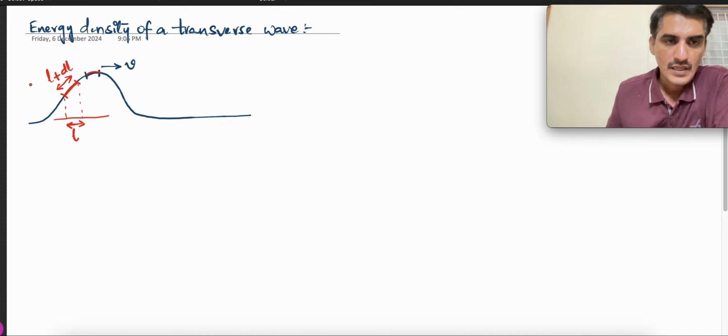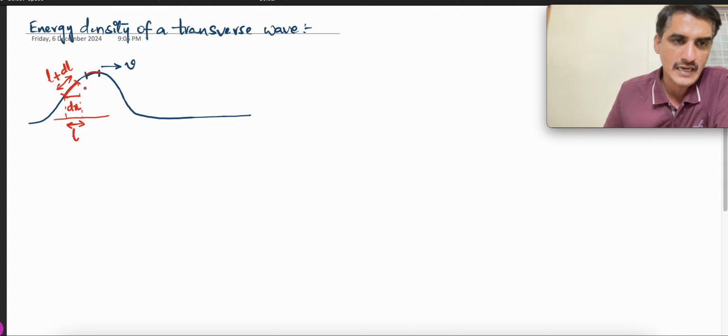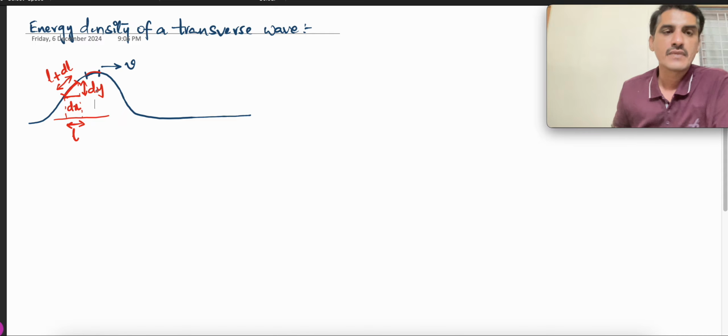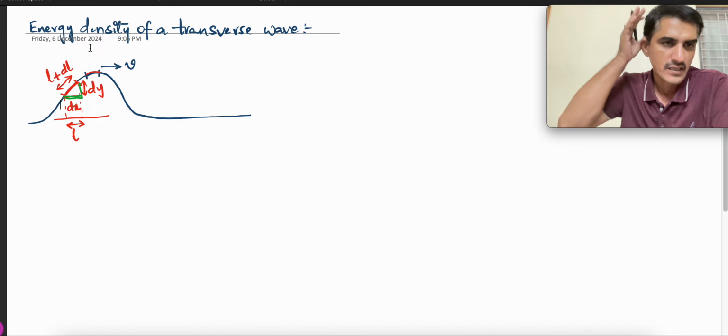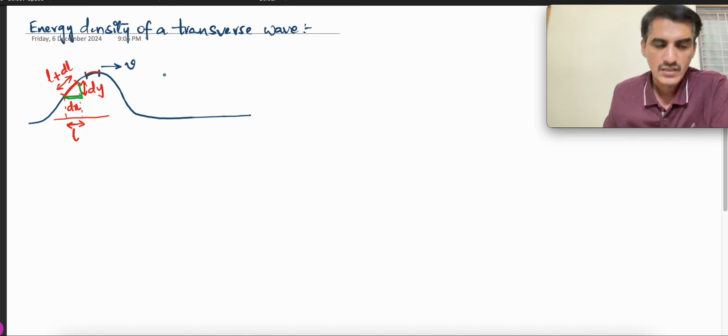Okay? Now about that elongation we are going to discuss. Consider this distance is dx and this distance is dy. There you have a right angle triangle. Observe here carefully. If we take the smallest elementary portion of it, we are going to get a right angle triangle, or not? So that right angle triangle I am going to draw here separately.